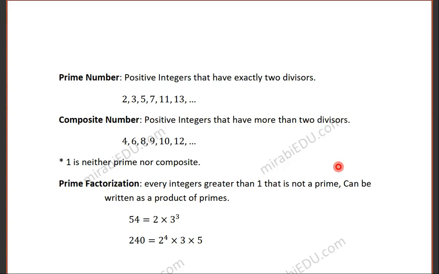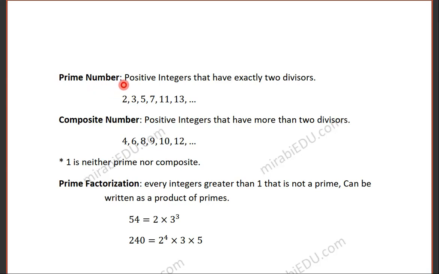In this video, I'm going to teach number theory a bit, and then I'll solve some practice questions. Okay, first of all, we need to know, in fact, it is elementary number theory. Okay, so what is a prime number?